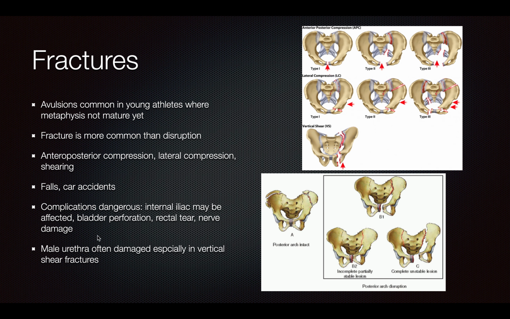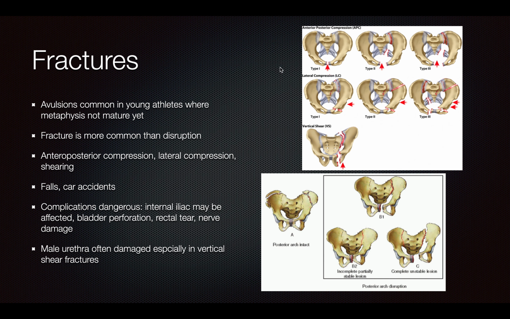Other dangers would be bladder perforation, and that could lead to septic shock because the bladder contains urine, which is toxic to the blood, and rectal tears can occur. Rectal tears can be dangerous if they are bad enough. Of course, there's a lot of nerve damage that can happen. The sciatic nerve runs through it, the obturator nerve runs through it. It's all innervated by the sacral and the lumbar plexus. And for males, the urethra and the penis are often damaged, especially in the vertical shear fractures.